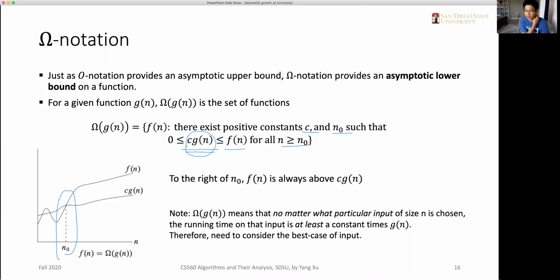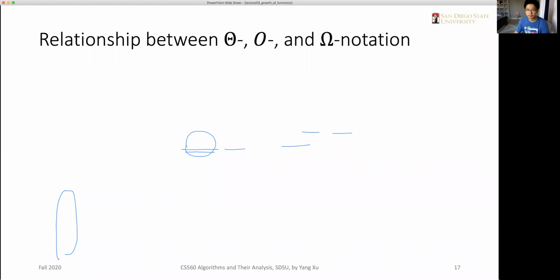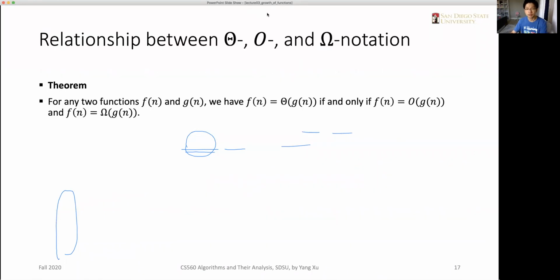So it's kind of a reminder that we need to consider the best case of the inputs. Okay, so that's the big omega notation.